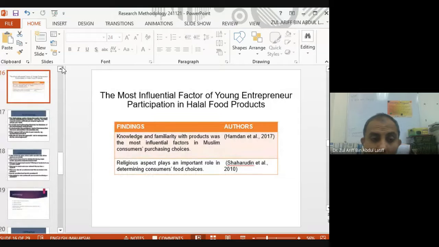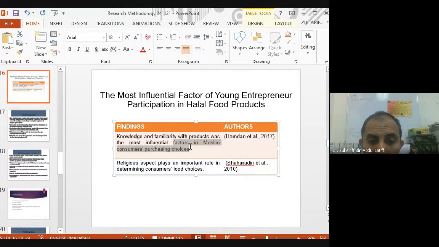Okay, this is an example of an LR. This is the most influencing factor, which is objective 3. So here we have the statement, knowledge and familiarity with products was the most influential factor in Muslim consumers. So it is written by Hamdan et al., because it's more than 3, we write et al., in 2017. Religion plays an important role in determining consumers' food choices. So religion also is a factor that influences consumers in choosing the products.